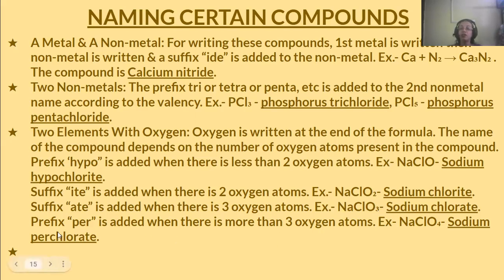Then another one, if there are more than 3 oxygen atoms. The example is NaClO4. For that reason, we add per to the name of the chlorine, the non-metal, so the name becomes sodium perchlorate. Sodium perchlorate. Okay.